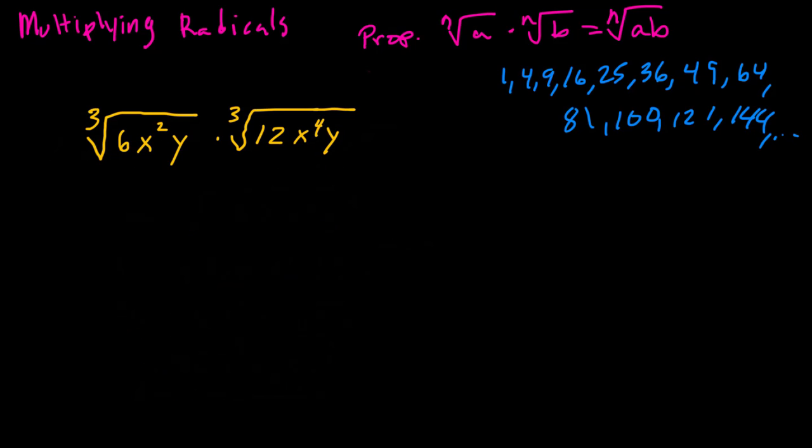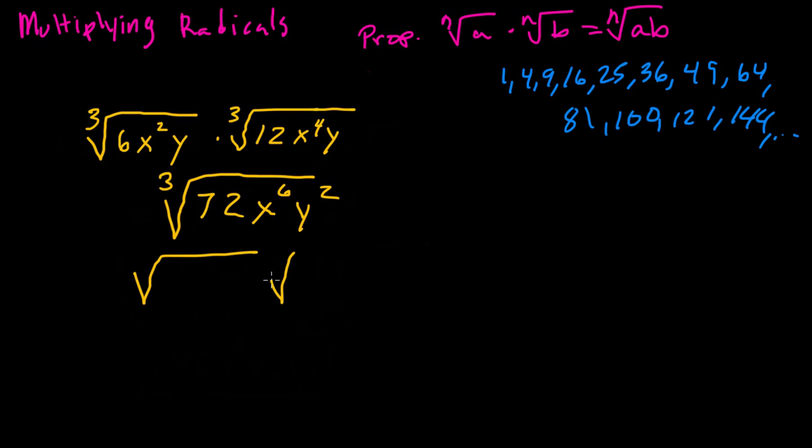Now let's take some bigger radicals. Let's take a cube root times a cube root. The property still applies. This is going to give us one huge cube root. So 6 times 12, multiply those together. That gives us 72. X squared times x to the 4th, add the exponents. That gives us x to the 6th. Y times y gives us a y squared. And we do the same thing.